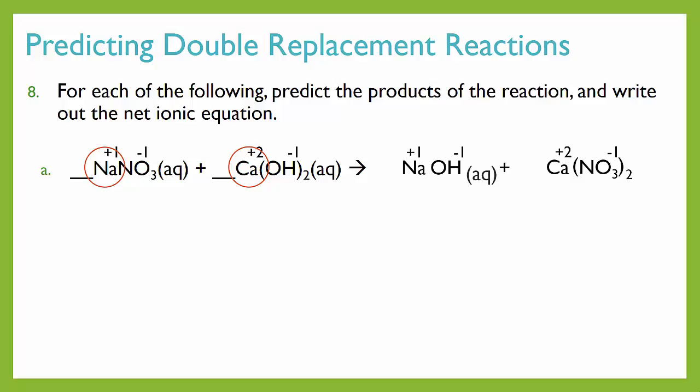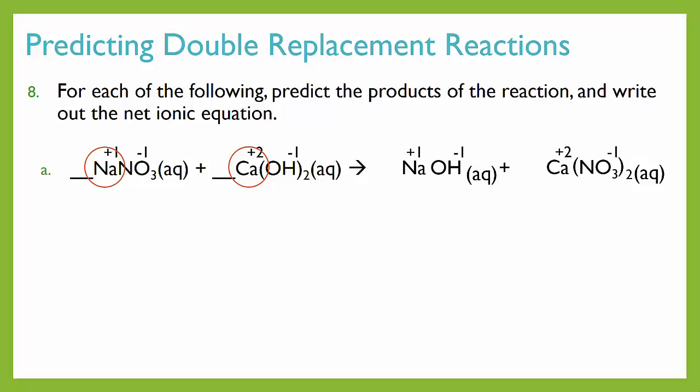Now I need to go ahead and use those solubility guidelines to determine if they're going to be aqueous or solid. So sodium hydroxide, sodium is a group 1 ion, and group 1 ions are always soluble. So sodium hydroxide is going to be aqueous. Next, I've got calcium nitrate, and nitrates are also always soluble with no exceptions.